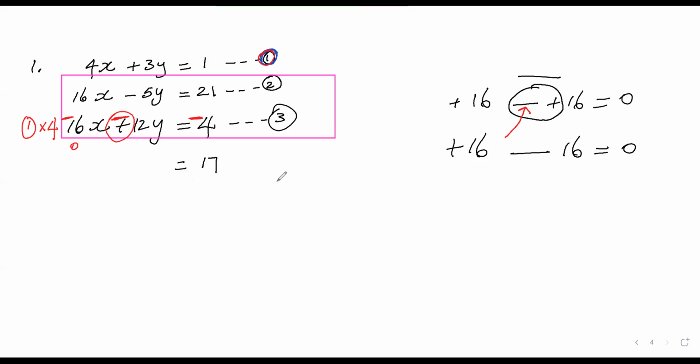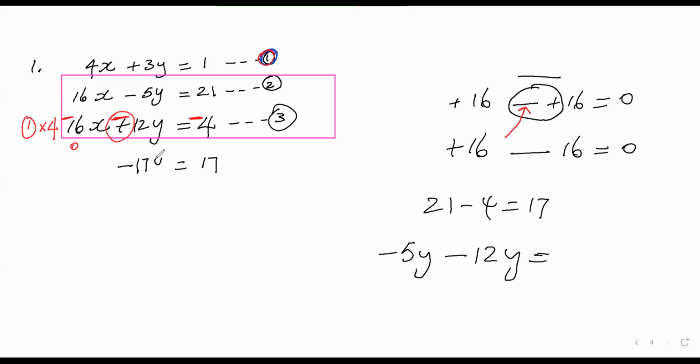All right, 21 minus 4. What is 5y? Now remember, this is a plus and a minus. A plus and a minus gives a minus. So what is negative 5y minus 12y? Somebody open their mic and tell me. Negative 5y minus 12y is? Negative 17y.